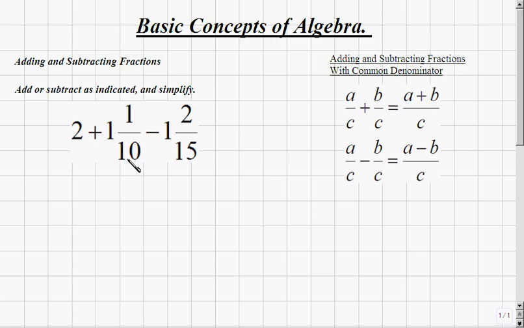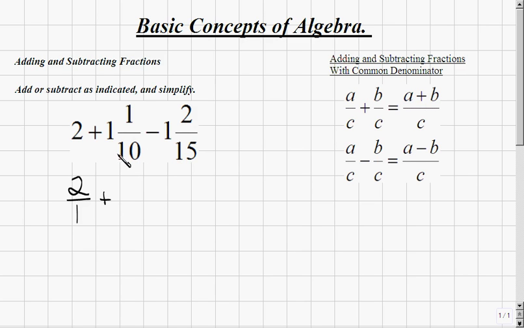Then we'll find what the common denominator would be and convert each one of these three numbers into a fraction with a common denominator. So, to begin, we'll first write 2 as 2 over 1. Any number can be written over 1. Plus, next we'd like to convert 1 1/10 and 1 2/15 into improper fractions.